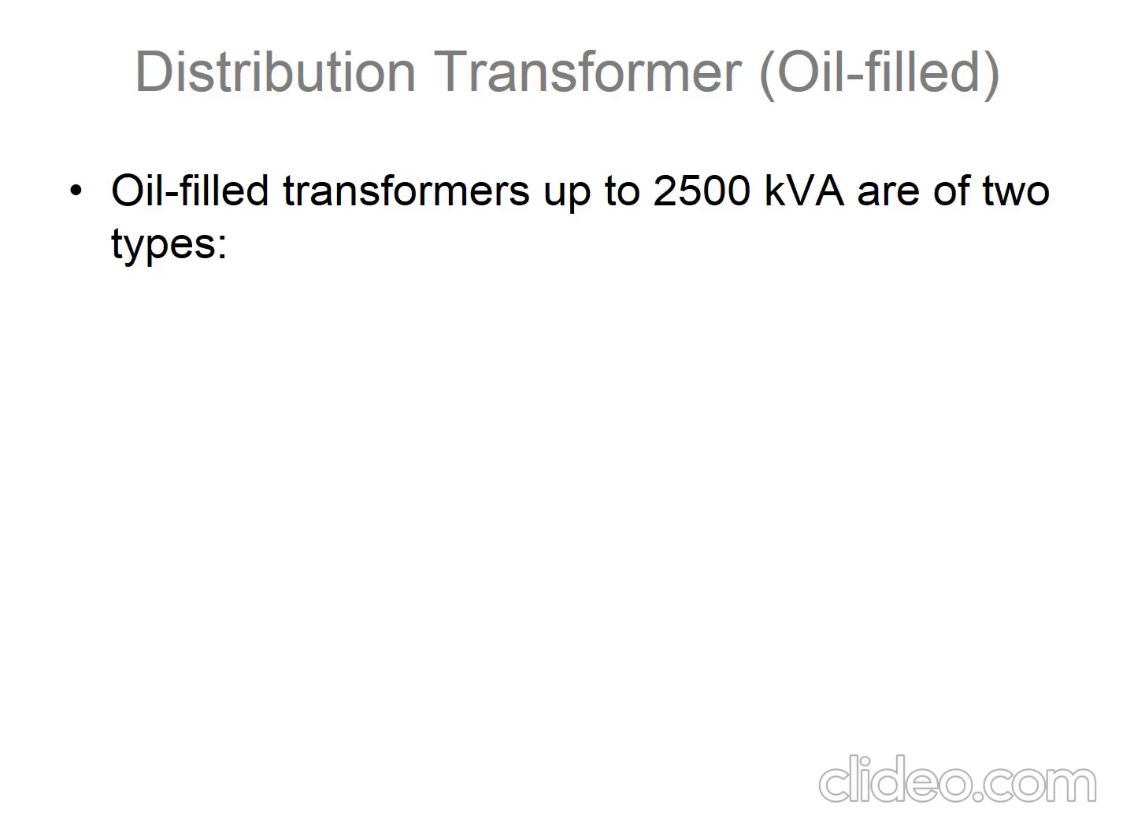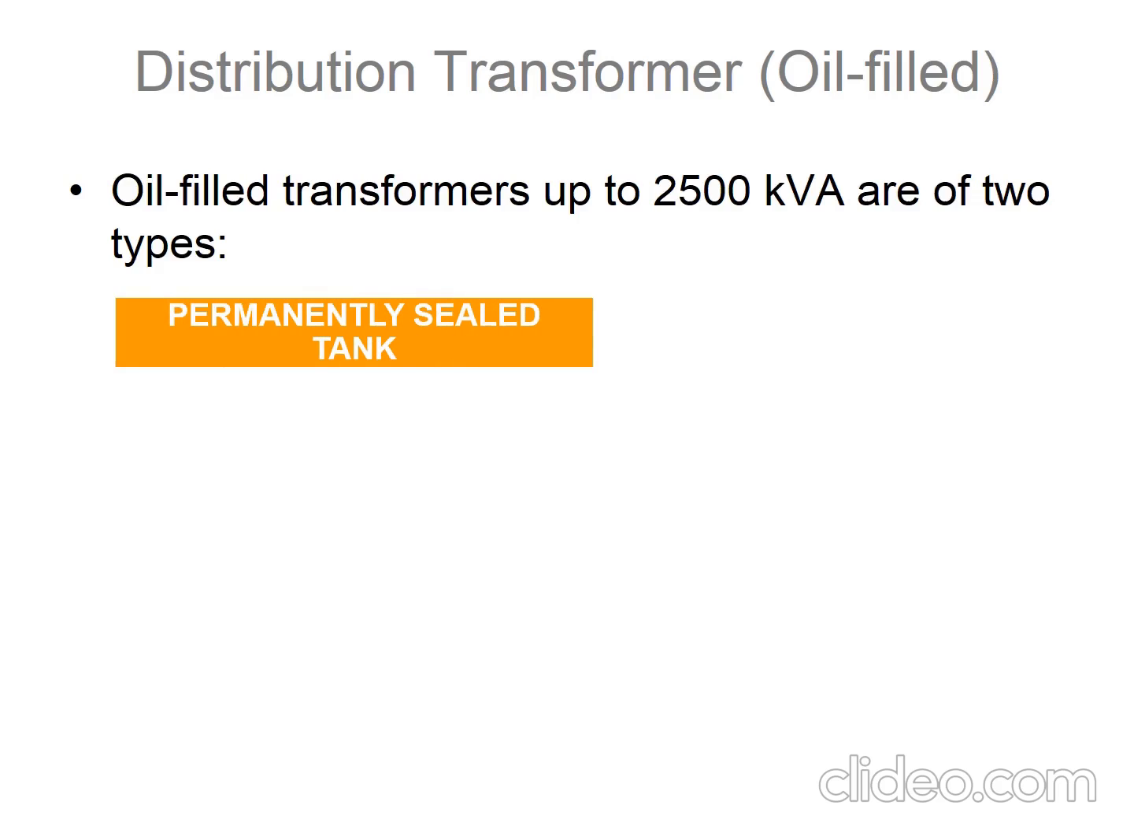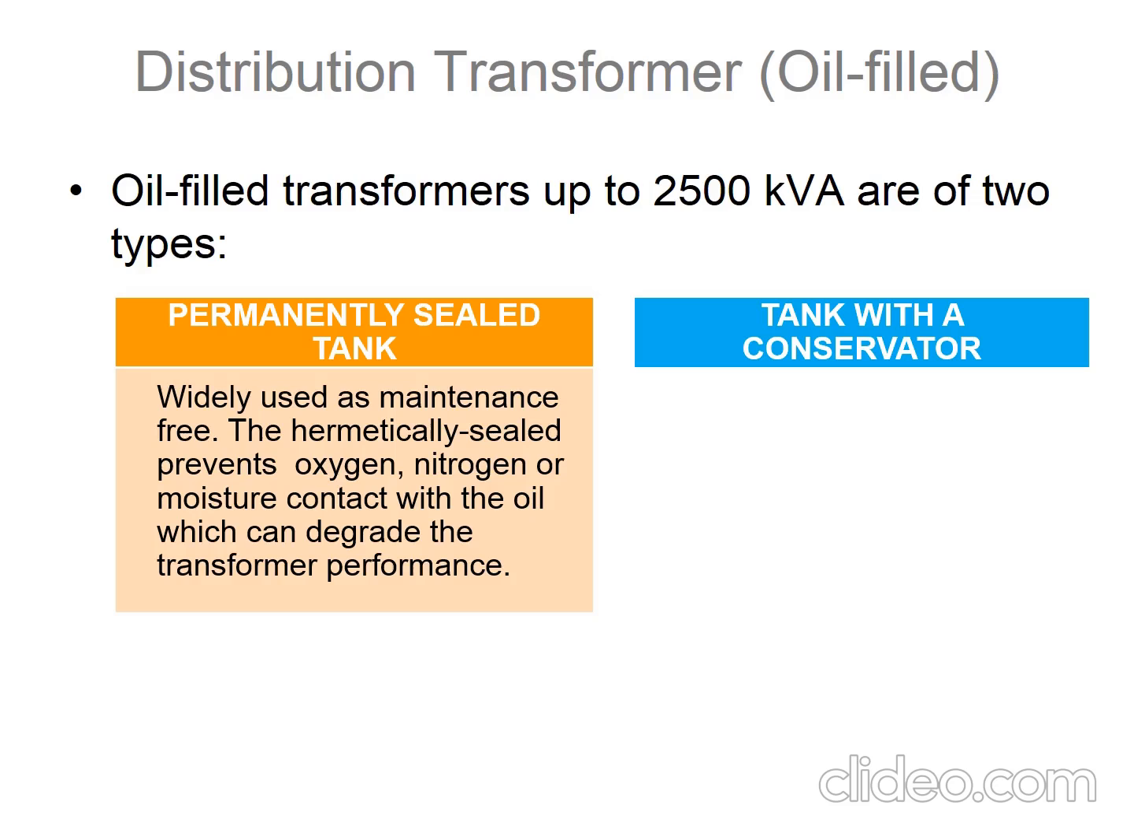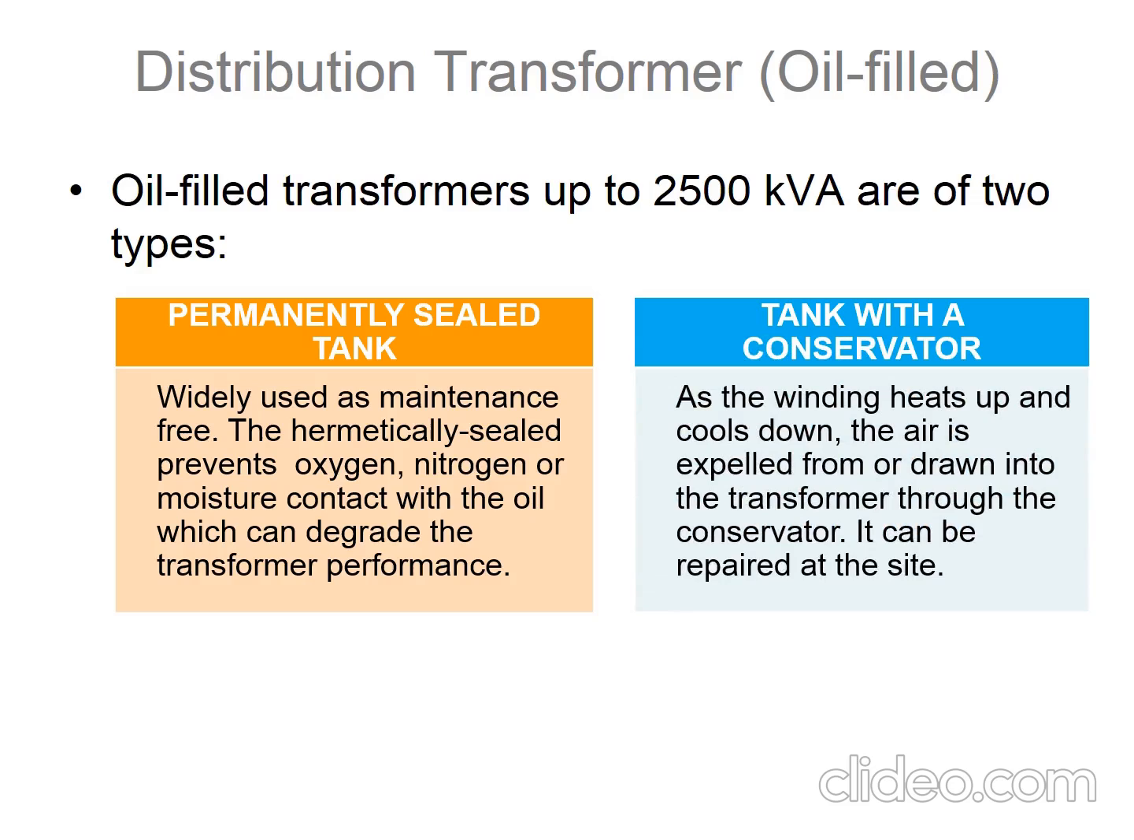Oil filled transformers up to 2500 kVA are of 2 types. The first one is the permanently sealed tank, widely used as maintenance free. The second one is the tank with a conservator. As the winding heats up and cools down, air is expelled from or drawn into the transformer through the conservator. It can be repaired at the site.